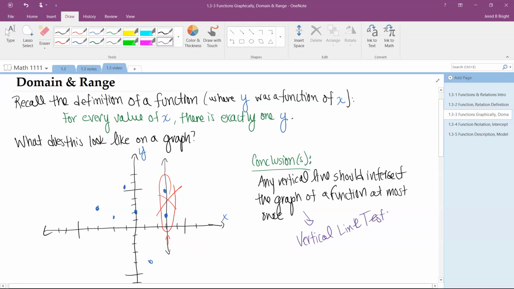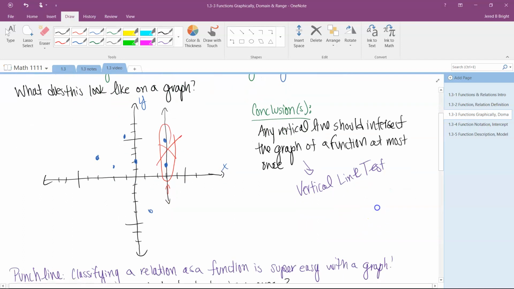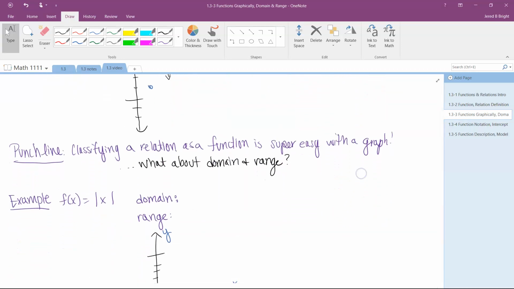So then really the punchline of all this, why do we care about this graphically? Classifying a relation as a function is super easy. You just look at a vertical line. If a vertical line intersects it twice, no go. Okay, but then what about domain and range?